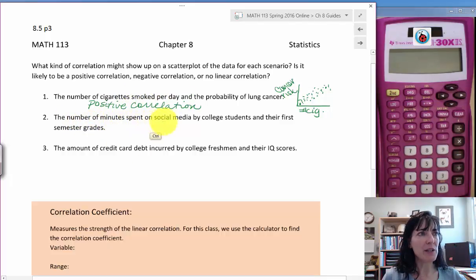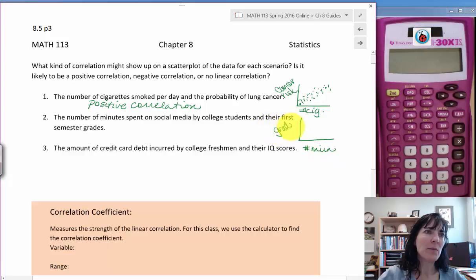The number of minutes spent on social media by college students and their first semester grades. So, number of minutes here, and then the grades here. And so we expect maybe that if someone doesn't spend any time on social media, they would have lots of time for studying. And so their grades would be pretty high. And we kind of expect that if you spend all your time on social media, that might make your grades drop. And then there's probably data points all the way in between.